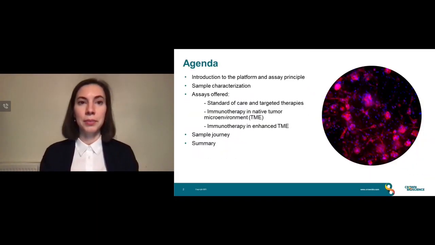So first, I will give you a brief introduction on the platform and our assay principle. Then we will discuss the sample characterization capabilities that we offer. Then I will give you some examples of the assays offered with this platform, including standard of care and targeted therapies, as well as immunotherapy assessment in native tumor microenvironment, and immunotherapy assessment in enhanced tumor microenvironment. Finally, we will look through the whole sample journey and summarize the platform insights.